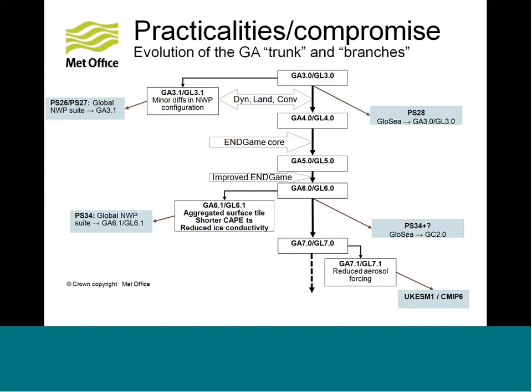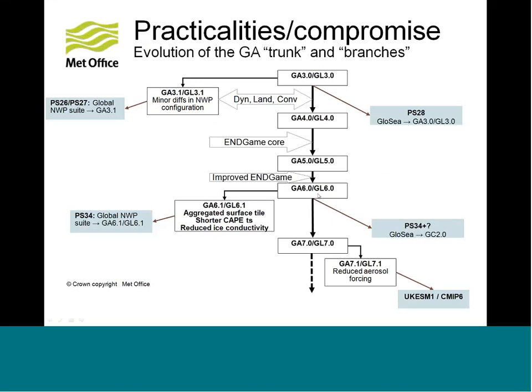This is focusing on the fact that I said before that you may want to tweak the model configuration for operational implementation. We try and do this as little as possible, but sometimes it's necessary. So what we have going down this line here is the GA trunk. This is GA 3, 4, 5, going down from one GA release to another. And this is essentially our best science.